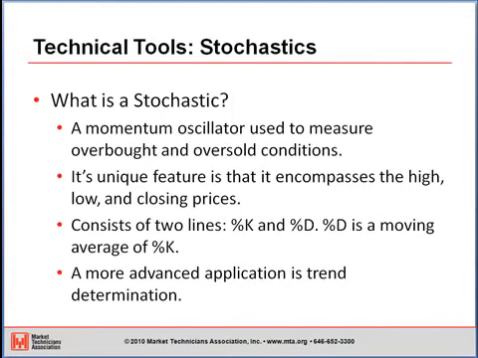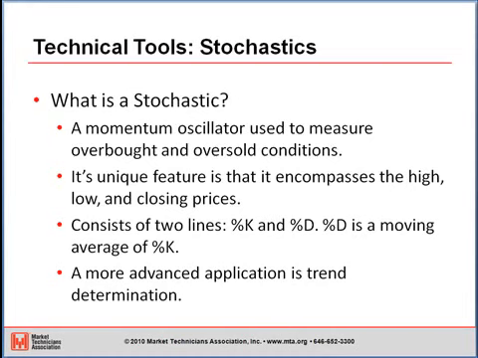What is a stochastic? The stochastic is a momentum oscillator used to measure overbought and oversold conditions. The great thing about the stochastic is that it encompasses the high, low, and closing price in the formula, so it encompasses all of market action. Many momentum oscillators and moving average systems and such only use the closing price. That is a defect in those systems which the stochastic eliminates.